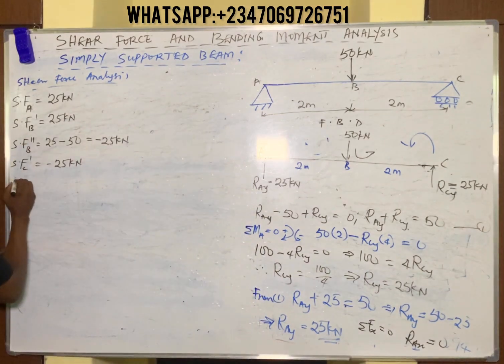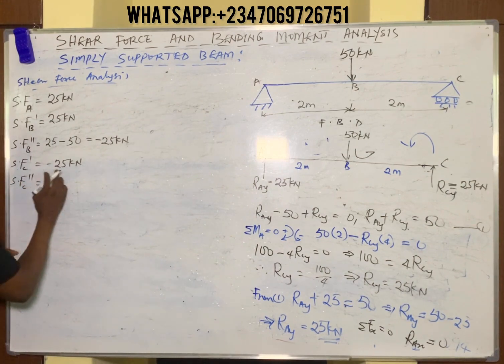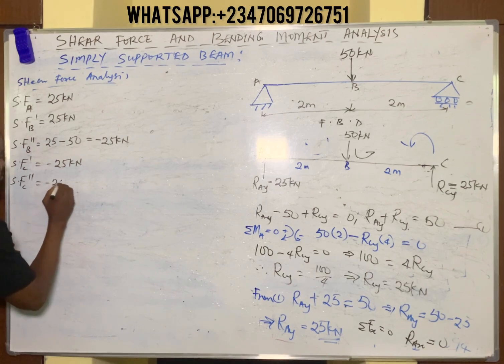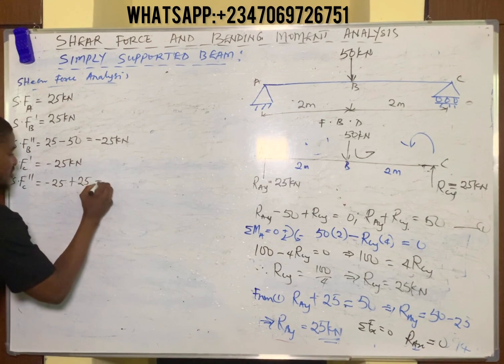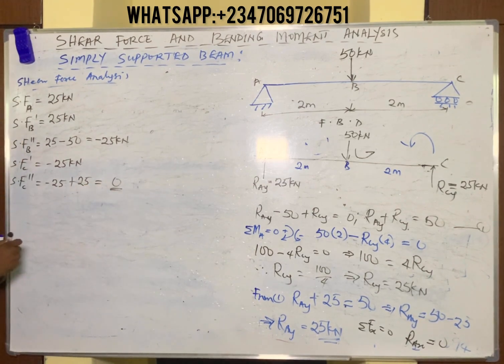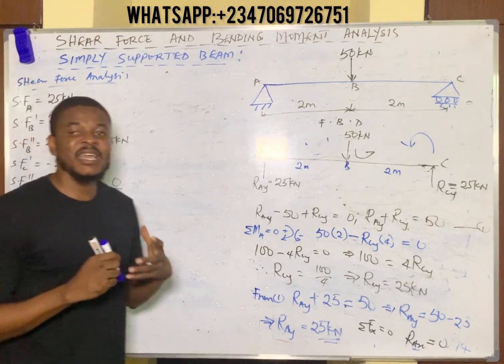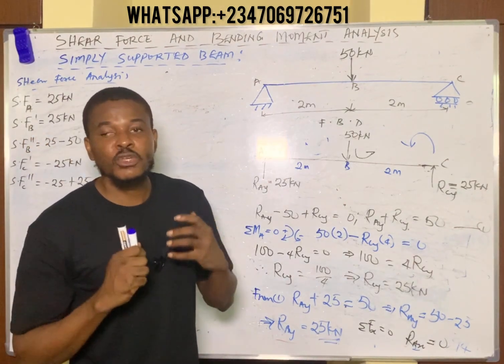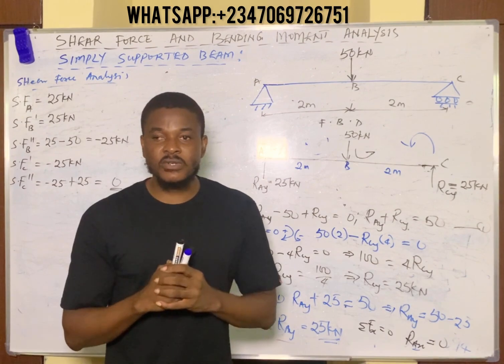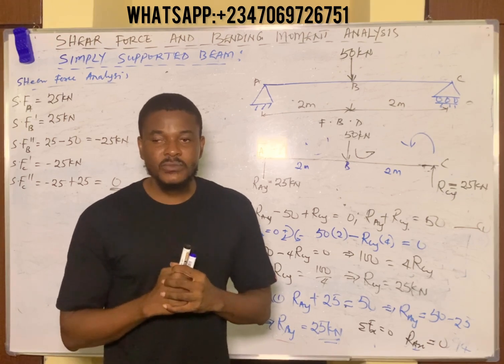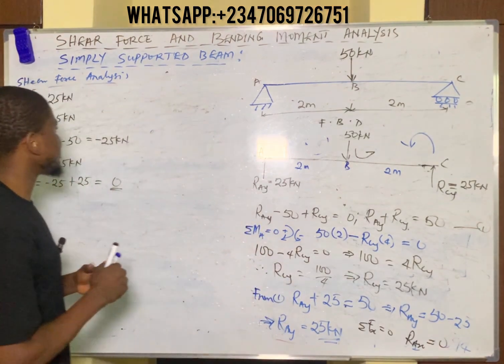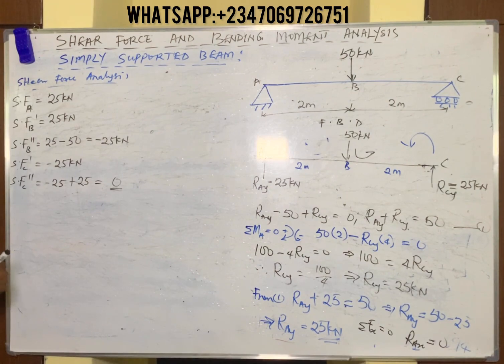Now you call that shear force C prime prime, which means finally at point C, this negative 25 kilonewtons force experienced an upward force of 25 kilonewtons. The value becomes 0. So always keep it in mind: at the end of every shear force analysis, you must always have 0 as a result, which shows that the beam is in equilibrium. Okay, so after the shear force analysis, let's move on to the bending moment analysis.